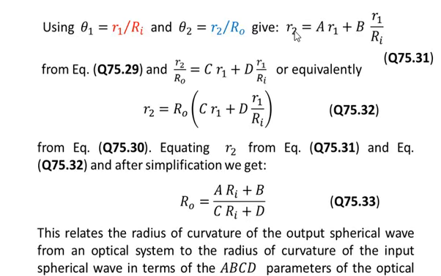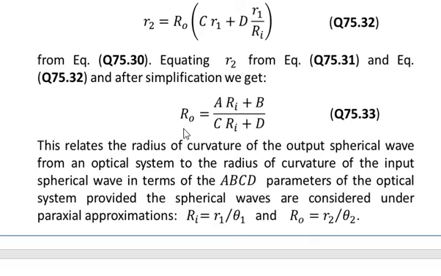Equate the value of R2 from equation number 31 to the value of R2 in equation number 32 and then solve the resulting equation for the value of R0. You get R0 is equal to A times Ri plus B divided by C times Ri plus D. So you see that you can correlate the value of the output curvature R0 in terms of the input curvature value Ri through the system elements ABCD.